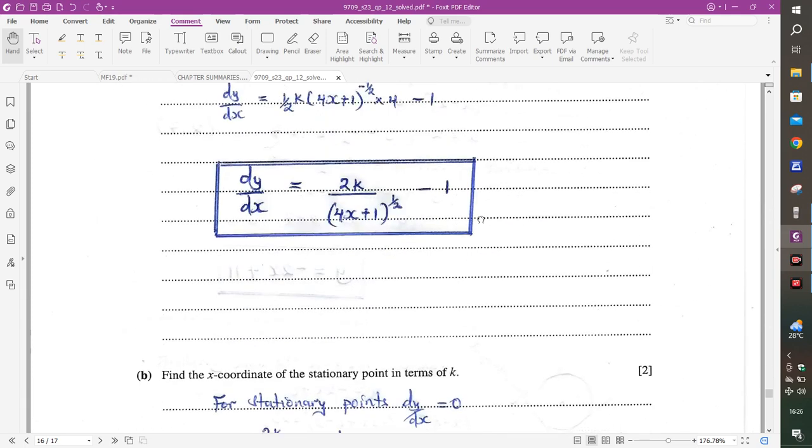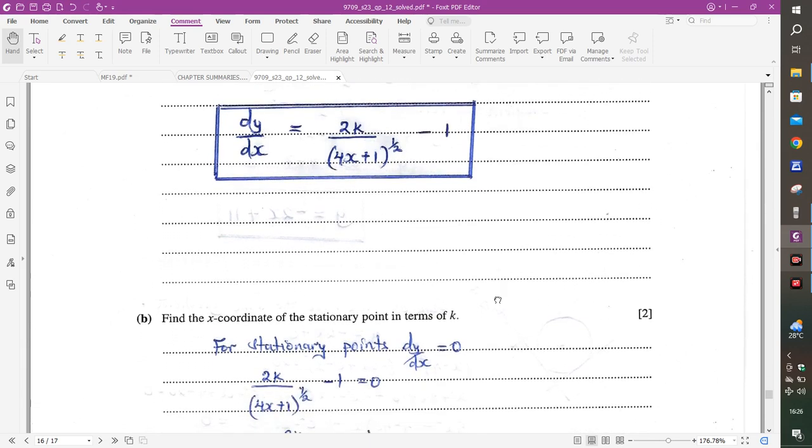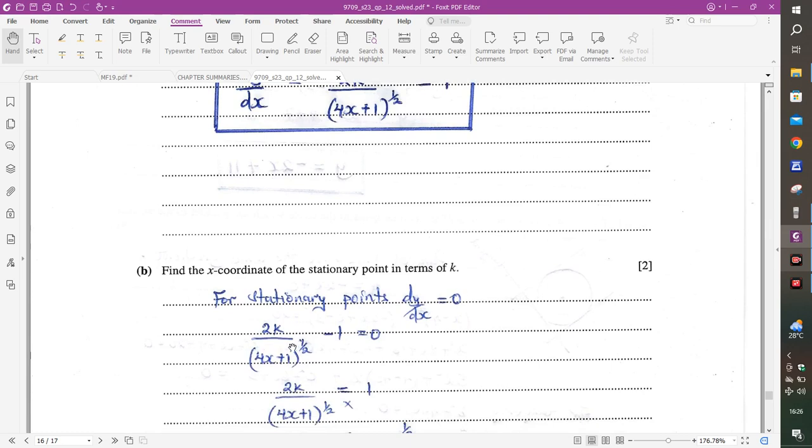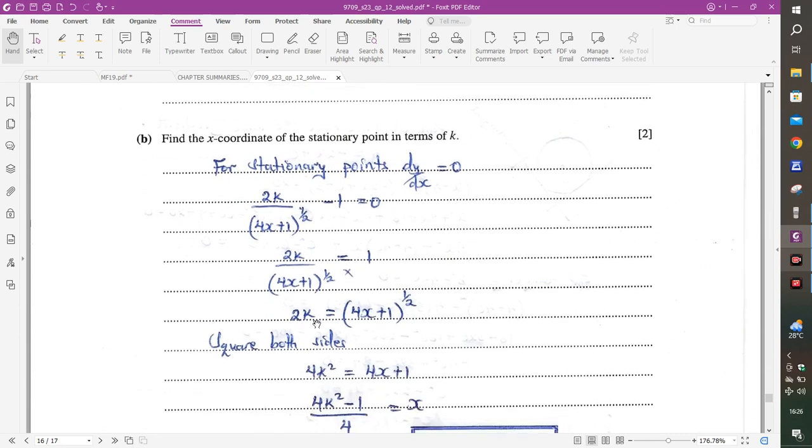Then they say find the x coordinate of the stationary point in terms of k. You know that for stationary points, dy dx is equal to 0. So our dy dx we have gotten here is equal to 0. Then you can take the negative 1 this side, it becomes a positive. Then you cross multiply. That means we shall have 2k equal to 4x plus 1, then to the power of a half. Now you can square both sides.